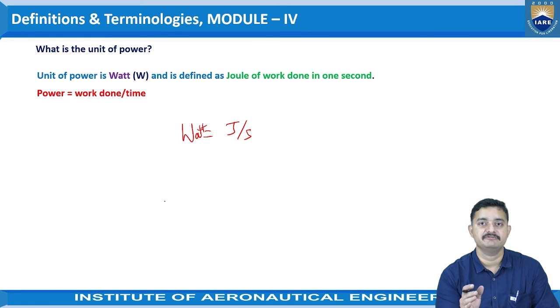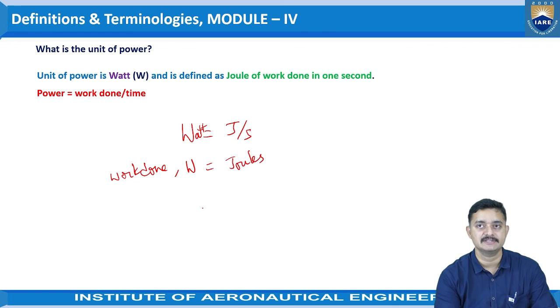So don't get confused with the representation. The W is the unit of power and work done representation we are going to give. Work done is generally taken as W, which is the joules. The unit of work done is given in joules and the unit of power is given as joules per second, which is watt.